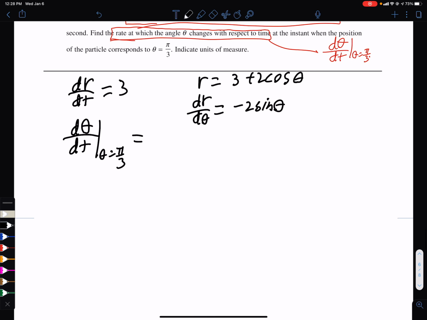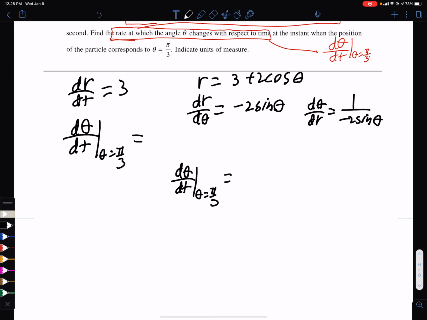Okay. So this might be more intuitive. You want d theta/dt. That's what you want. So there's my d theta, but it's in the wrong place. So I'm going to reciprocal both sides. d theta/dr is 1 over negative 2 sine theta. Now I have d theta on top. So that's good, that matches, but I want dt on the bottom. Well, there's a dt on the bottom, so I have dr/dt. And again, it works out nicely.